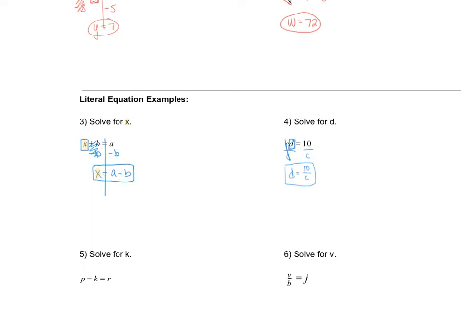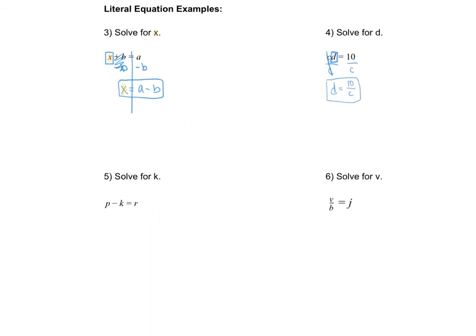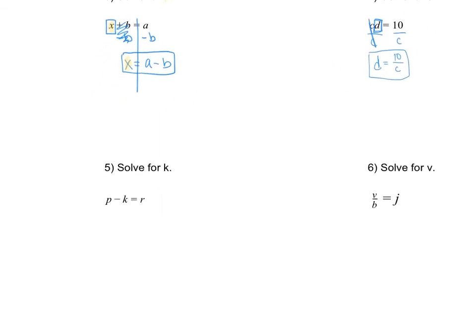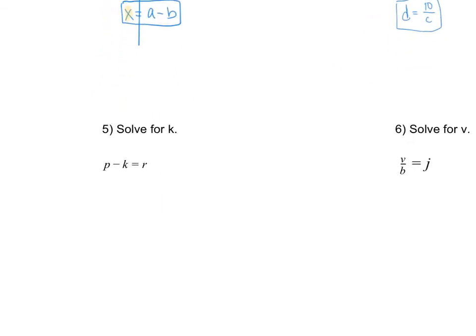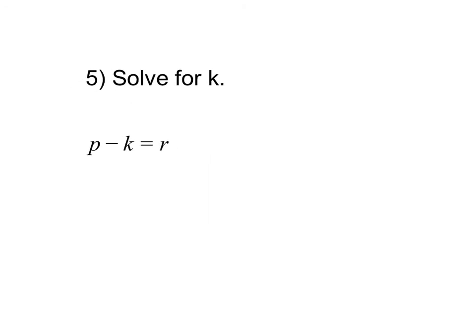All right, so we're going to try a few more examples together, and then you're going to try a few on your own as well. So let's look at number 5. In this one, it says we want to solve for k. So I'm going to put my box around k. That's the one I'm trying to get by itself.